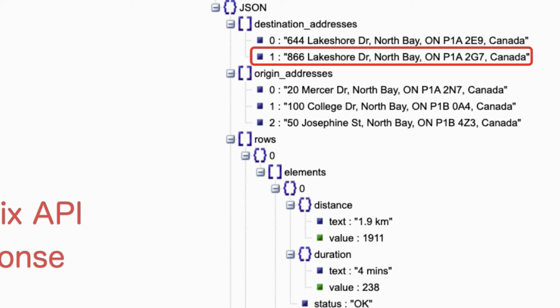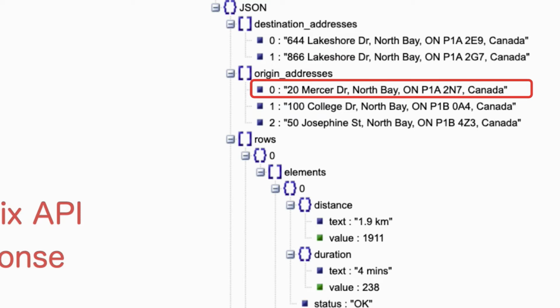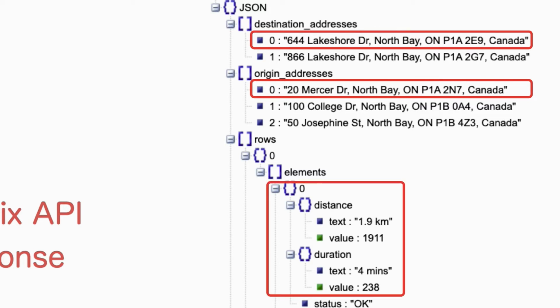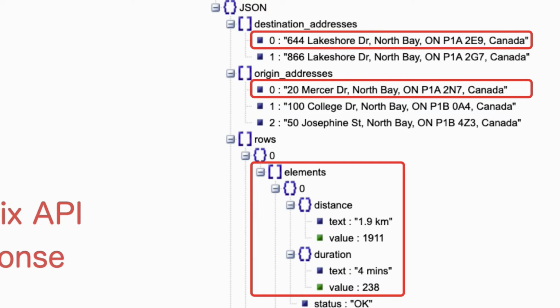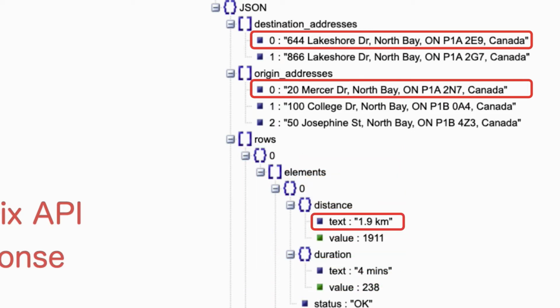For example, it calculates between 20 Mercer Drive, which is the first value in the origins parameter, and 644 Lakeshore Drive, which is the first value in the destinations parameter. The result of this is added to the first index in the elements array, which is the first index in the rows array. As you can see, the distance is 1.9 km and duration is 4 minutes. Let's take a look at the next one.